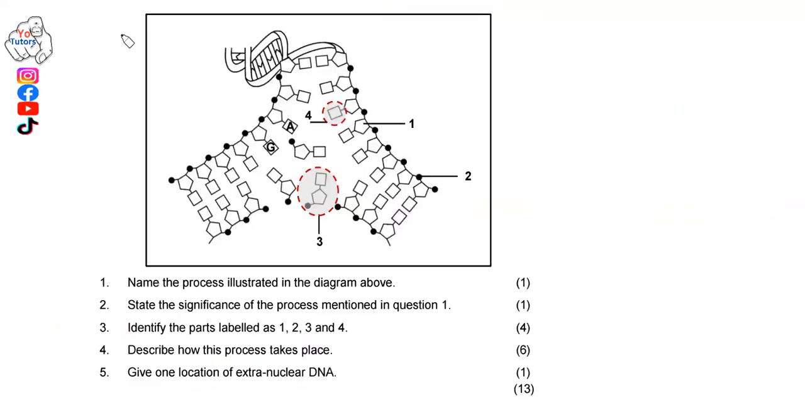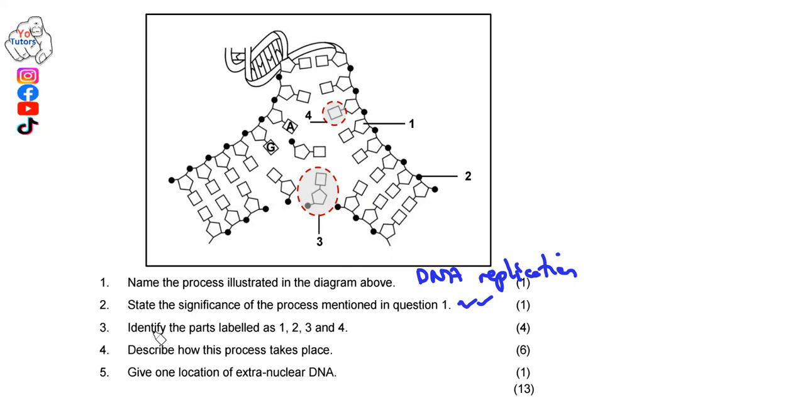Now let's have a question. Name the process illustrated in the diagram above. This is DNA replication. Why are we saying that? Because we can see that we have DNA here, it's coiled, it's opening and unzipped here, and also we can see that new complementary strands are being formed. State the significance of the process. We can refer to the previous slide, where we say we need enough DNA available for cell division.